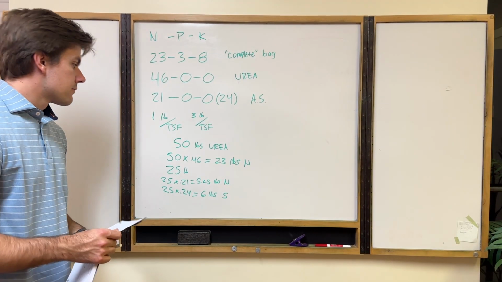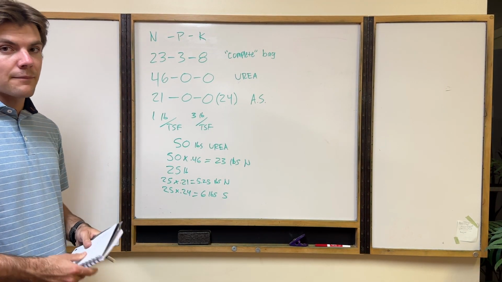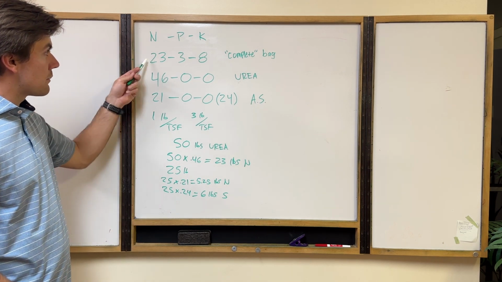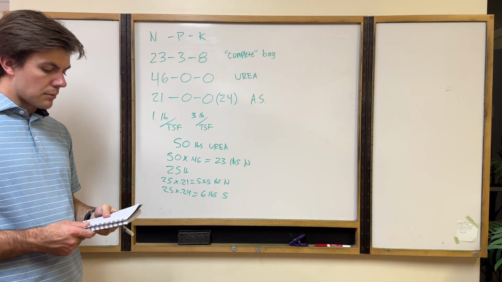So, yeah, that's how I do it. If you have a 25-pound bag that you're going to use on your whole lawn, you can calculate it that way. Multiply it by the percentage that's on the bag.